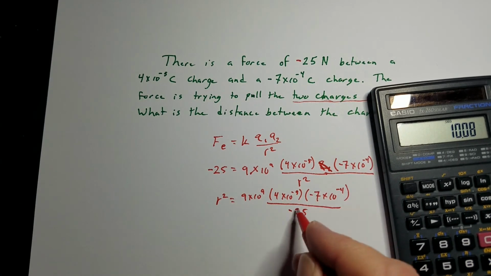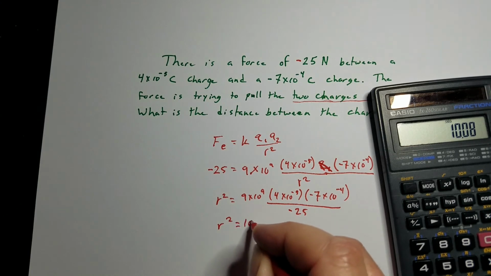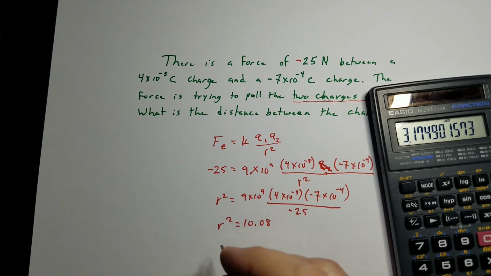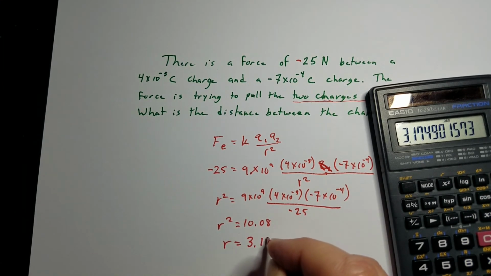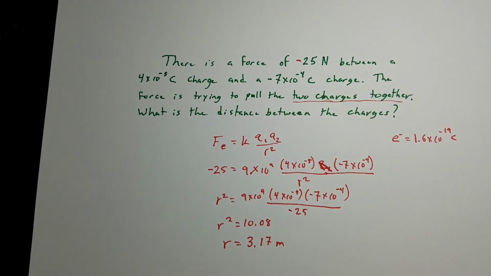And now the negative signs cancel out. That's why I didn't type them into my calculator. So R squared is 10.08. We take the square root. And so the distance between these two charges is 3.17 meters. That's how far apart they are to create that force from those two charges.